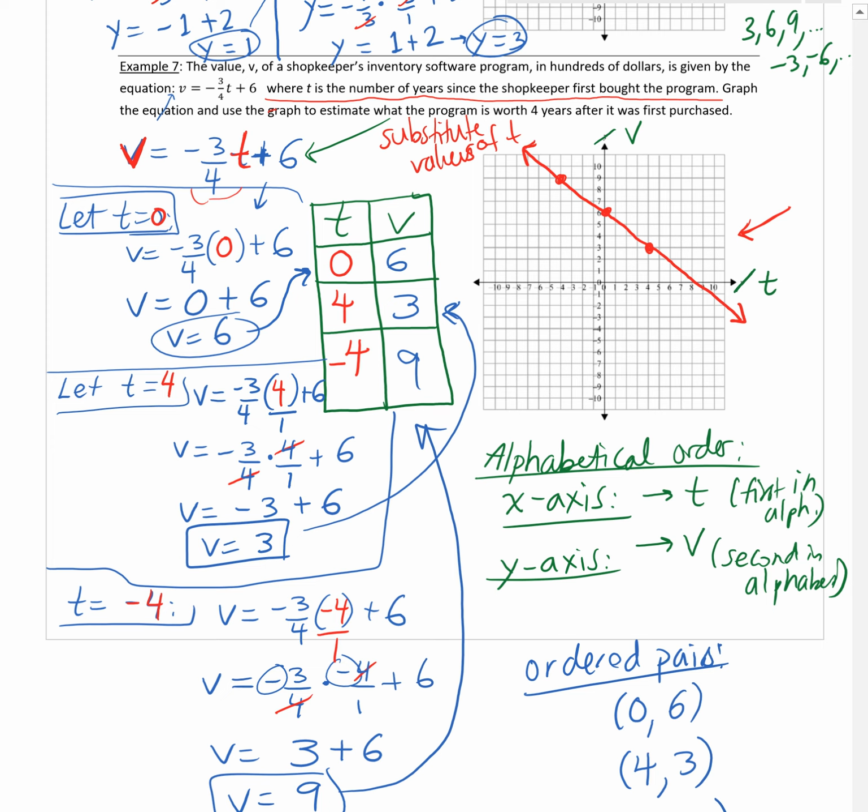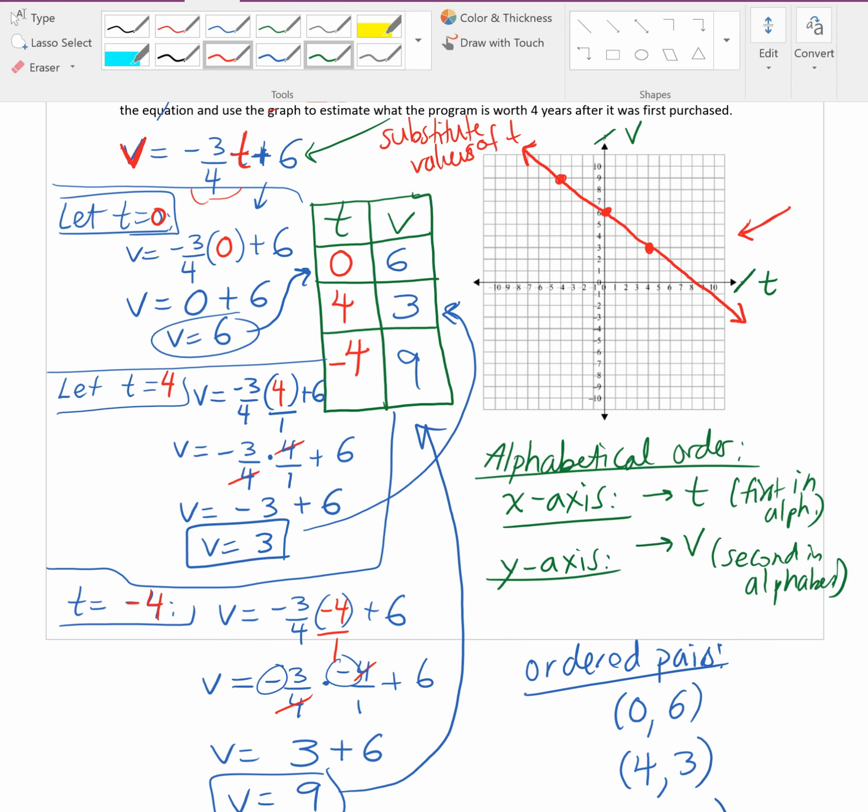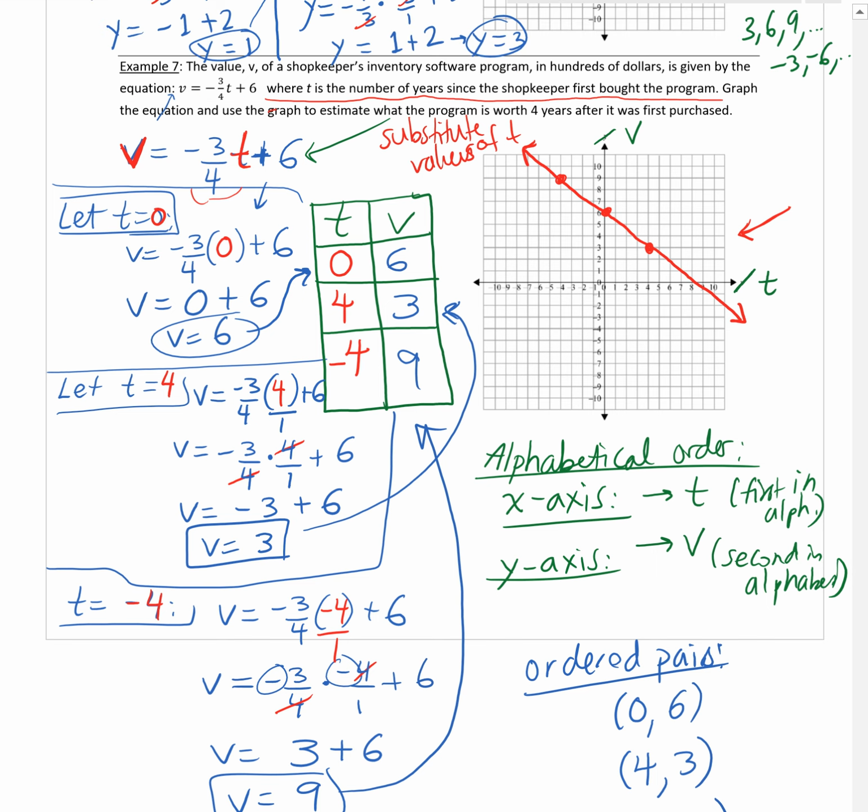Okay. Looks good. So that's what they wanted, but I think they want us to answer one more question. But all we have to do is look at our graph. So what are they saying? Oh, no. They want us to estimate what the program is worth 4 years after it was purchased. So I guess the question is, 4 is the number of years. Are we looking for when is t equal to 4 or when is v equal to 4? Well, remember t is time. So t equals 4 years is what we're looking for.